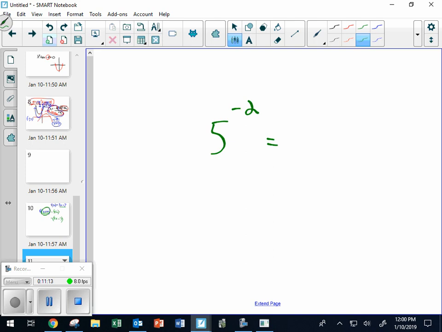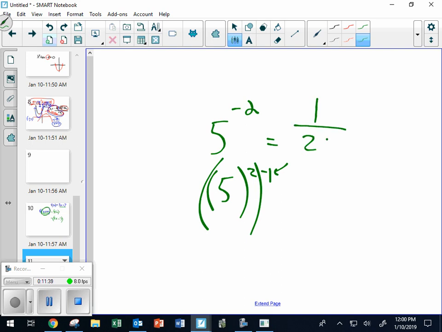Okay, did you have 1 over 25? Okay, then you're on the right track. So it's two parts. I like to think of it as 5 to the second, and it's to the negative 1, because it's kind of two different things. The 5 squared, that's easy, that's 25. A negative power means 1 over. So do you get how all of a sudden this is actually a fraction?